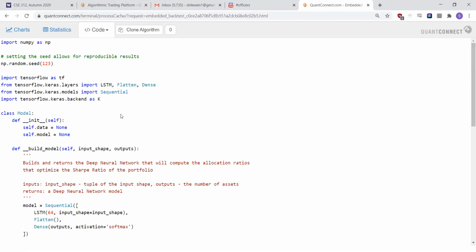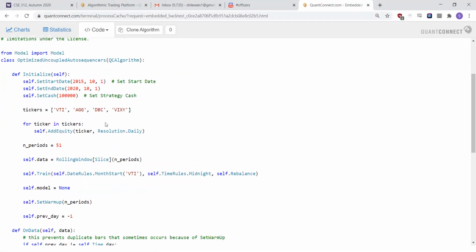We take the past 50 days of data and we optimize the Sharpe by adjusting the allocation ratios of these four tickers. This is the total market index, this is the total aggregate bond index, this is some agricultural commodities index, and this is a VIX tracking ETN. Well, these aren't indexes; these are ETFs, but they usually track some index.